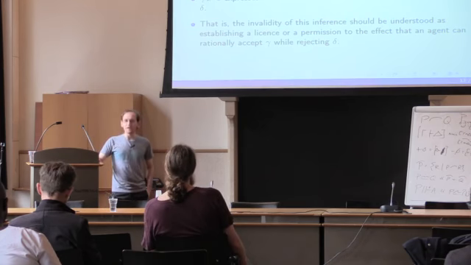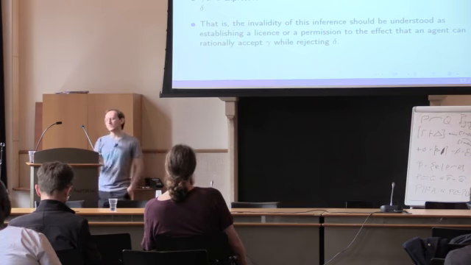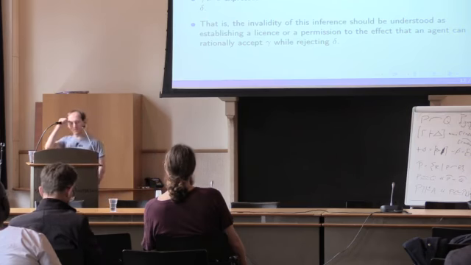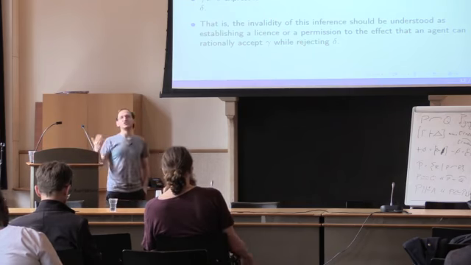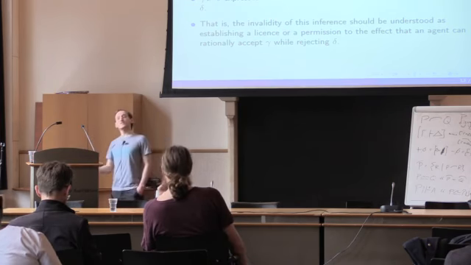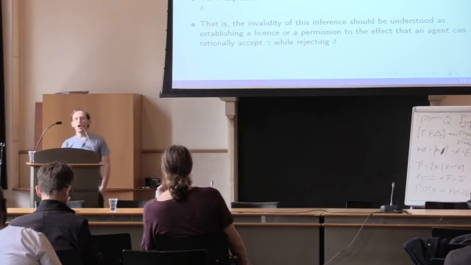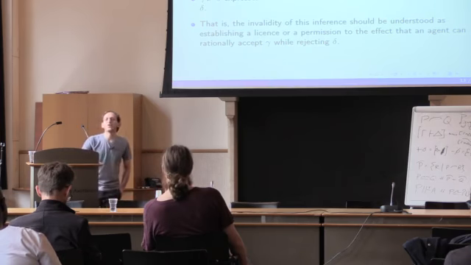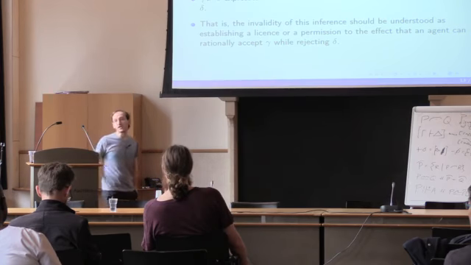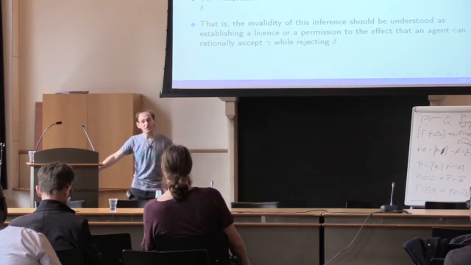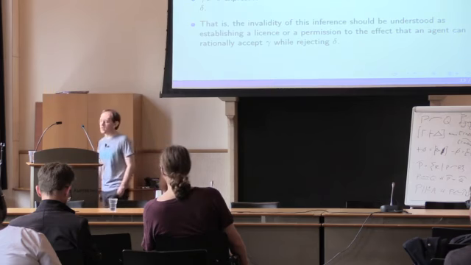But in the case of invalidities, the permission might not work in the same way. For instance, if you have an invalid argument with premise A and conclusion A and B, whether it is permissible to accept A while rejecting A and B might depend on the contents of A and B. So there's this asymmetry that one might point to there.